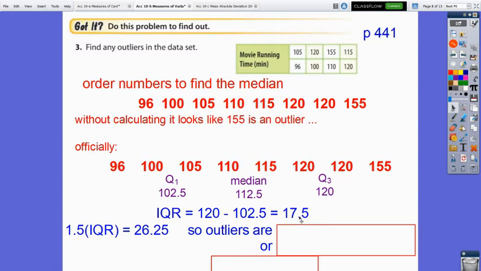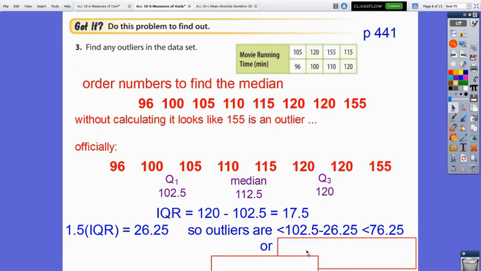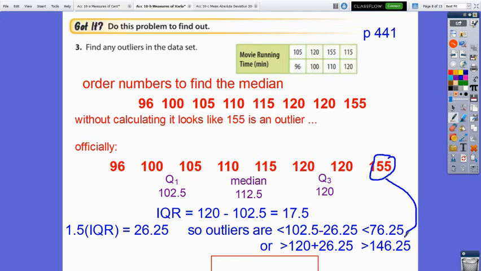So our outliers are either 26.25 below Q1, 102.5 minus 26.25 is 76.25. You do not have any values lower than 76.25, so no low outliers. Or on the high end, you add this value to your Q3 number, 146.25. And sure enough, 155 is greater than 146.25, meaning that 155 is officially an outlier.